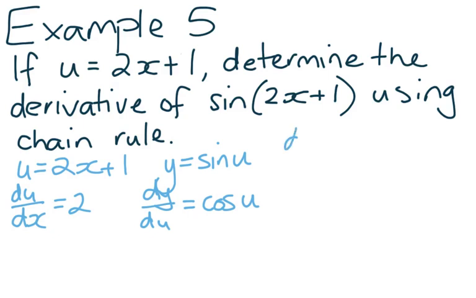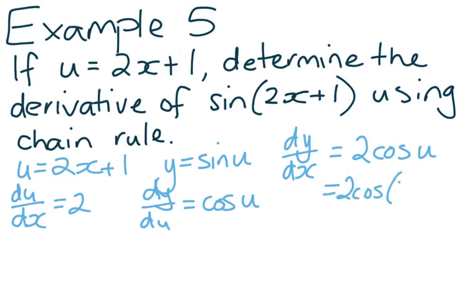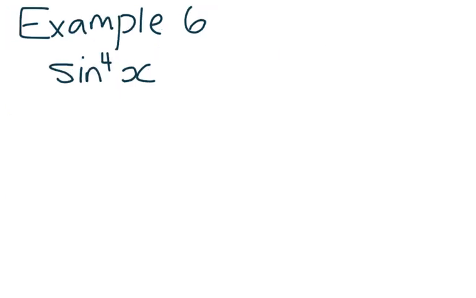Then to get dy by dx, we multiply those two things together. So we would do 2 lots of cosine of u, and u is 2x plus 1, so we end up with 2 cosine of 2x plus 1 as our derivative there. Again, remember, we just substitute that u value back in and we can get our answer that way. So that was a stepped out chain rule question.